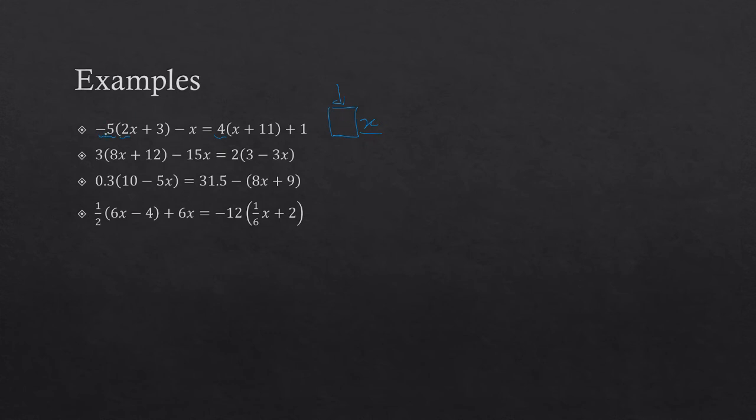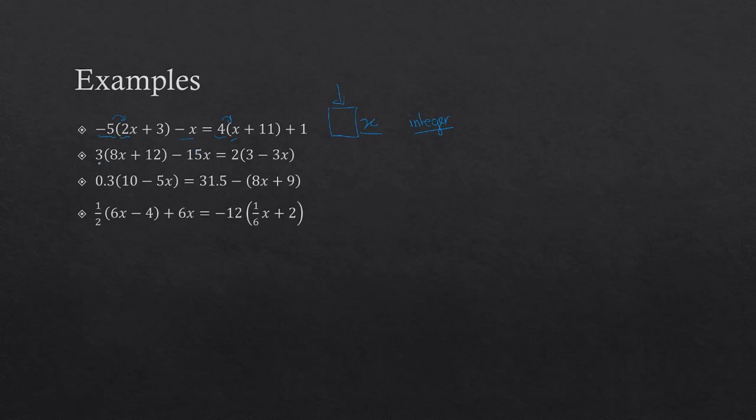Here we have minus 5 multiplied by 2, which is minus 10. And here we have minus 1 multiplied by the x. And here we have 4 multiplied by the x. So we have minus 10, minus 1, and 4. These are integers, and they are rational. So this equation is linear and it is with rational coefficients.